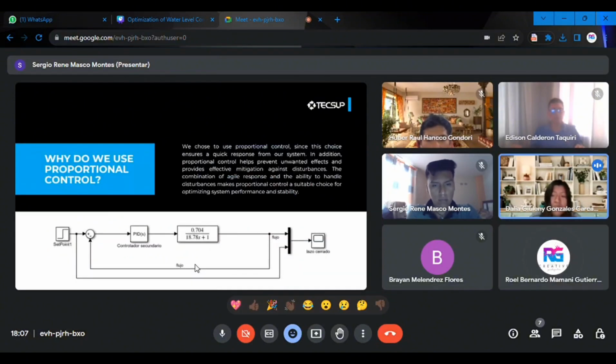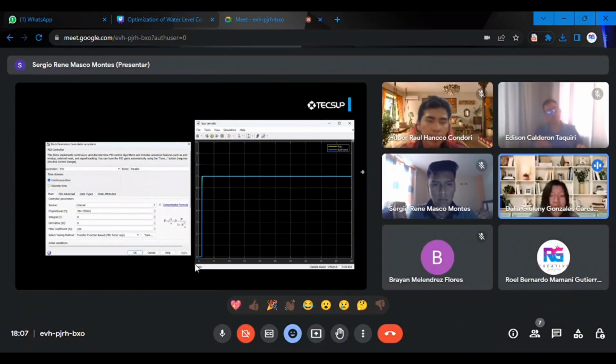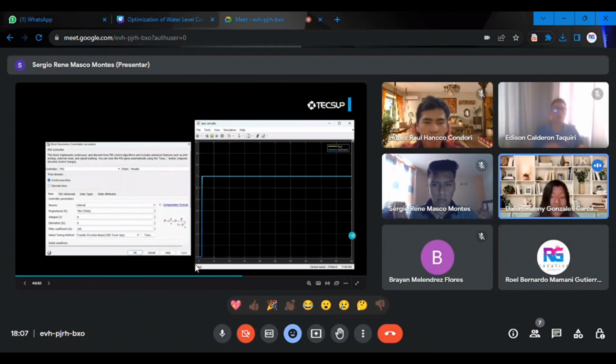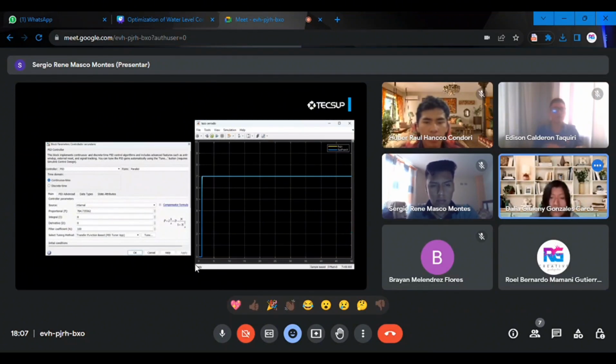We use proportional control since in this way our system will have a cyclic response, in addition to helping to avoid effects, and at the same time it helps with disturbances. Next part. We observe our response to proportional control, checking that it reaches the set point faster without any oscillation. Next.